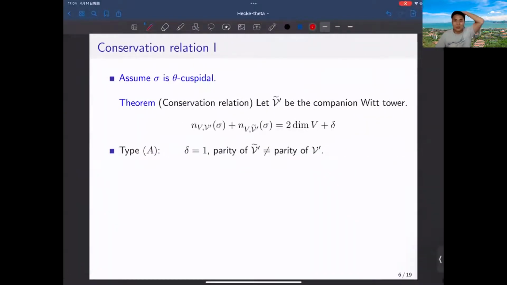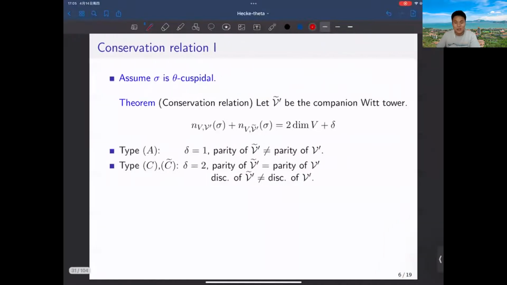The delta will be equal to 1 in this case, and for the unitary group, the companion Witt tower will be the Witt tower of Hermitian spaces where the parity of the dimension of the spaces in V prime tilde is different from the parity of the dimension of the spaces in V prime. This is the type A case.